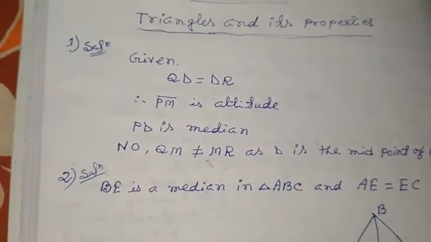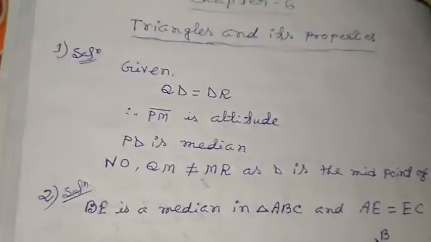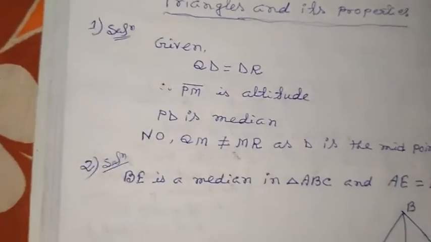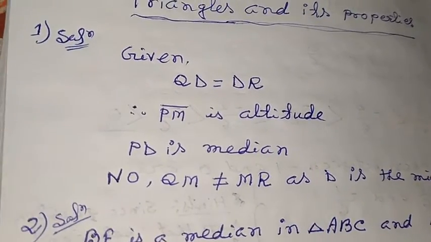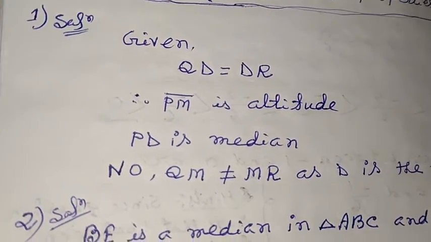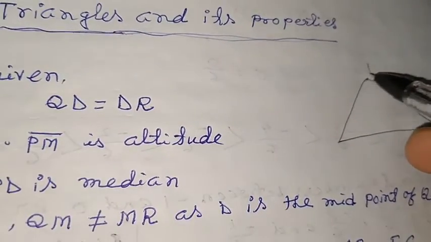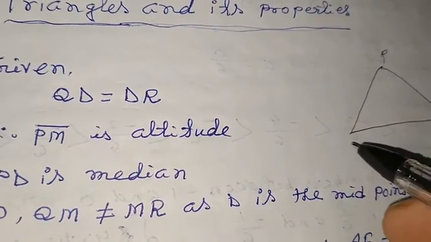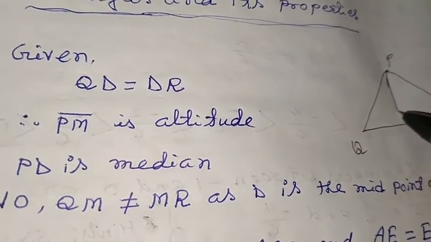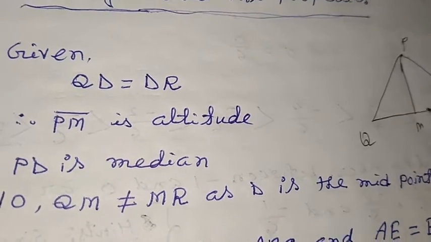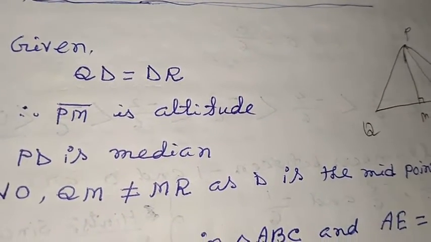So question number 1 says that a figure is given, and I have not drawn the figure. Okay, let me draw the figure first. You can get the figure in your book. It is P, it is Q, it is M, it is the 90 degree symbol, it is D, and it is R.